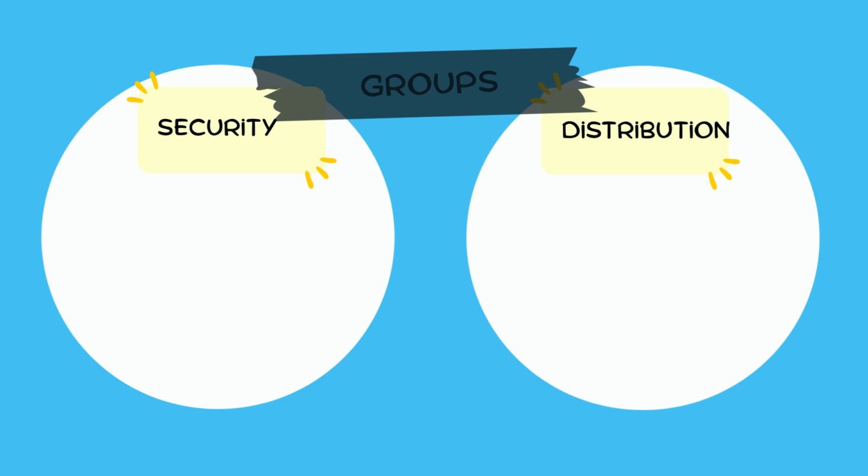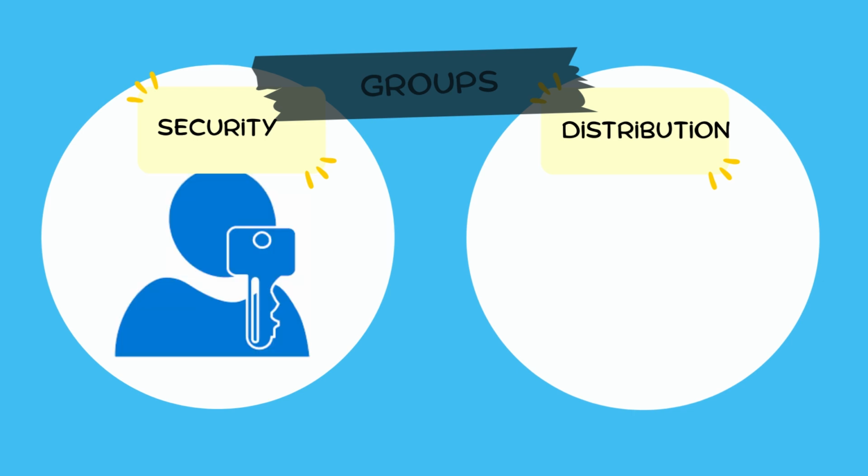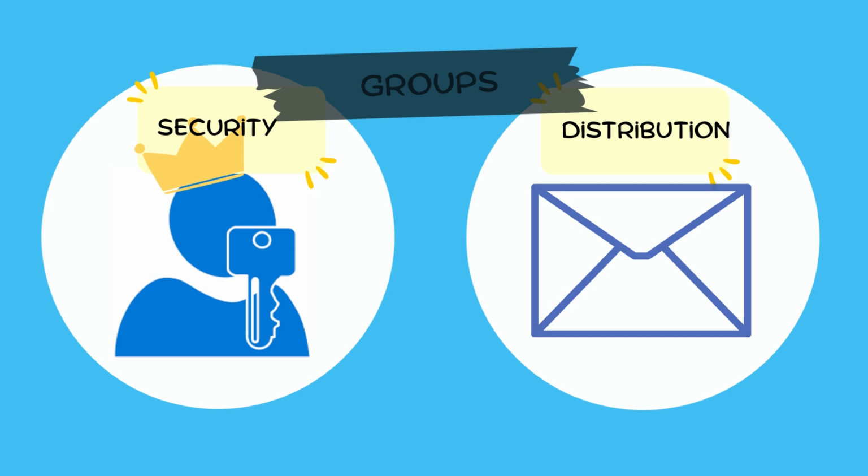You can have security groups and distribution groups. A security group dictates permissions for users. An example of a security group is the domain admins group. They have access to everything over the entire domain, whereas a distribution group is specifically for email, distributing email to whoever is in that group.